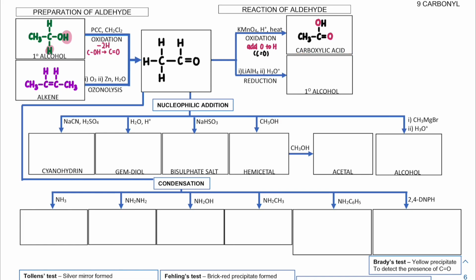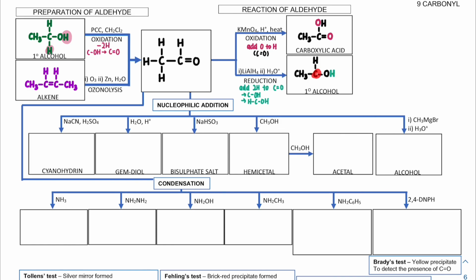Next, we undergo reduction with lithium aluminium hydride and H3O+. This is LiAlH4. We're going to form primary alcohol. Reduction means we're going to add hydrogen. So how do we add our hydrogen? What happens here is that we're going to add two hydrogens to our carbonyl. The C double bond O will become COH. For example, if I draw it, in the first step, this will be my product.